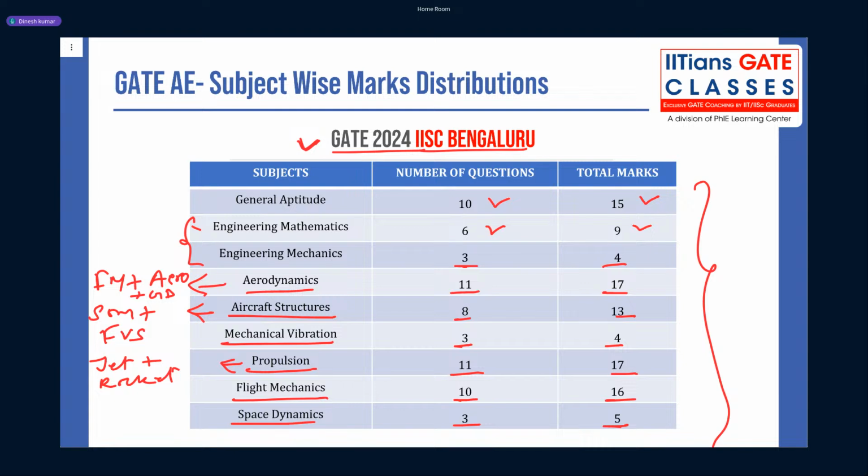And this 2024 paper was the easiest paper in GATE aerospace history. If you see the marks obtained, the highest marks was around 87 marks. For AR1, there was 87 marks, and the cutoff was also higher in GATE 2024. It was 32, 33 marks around.